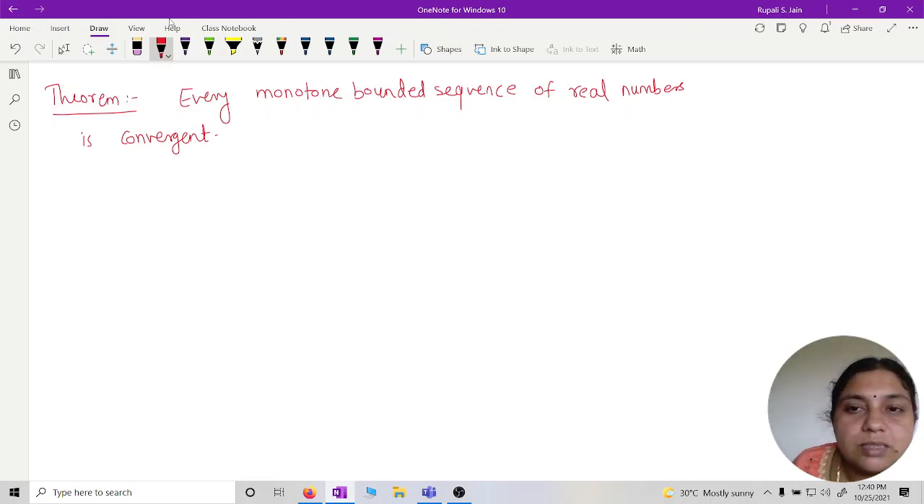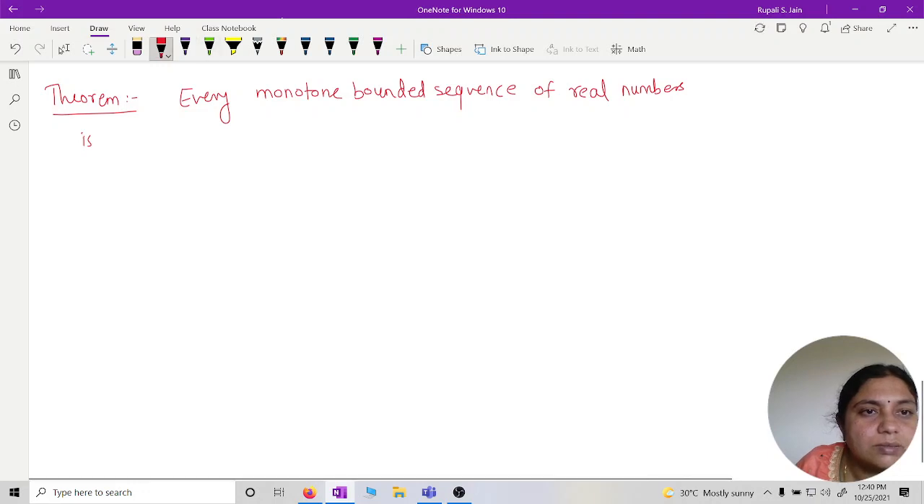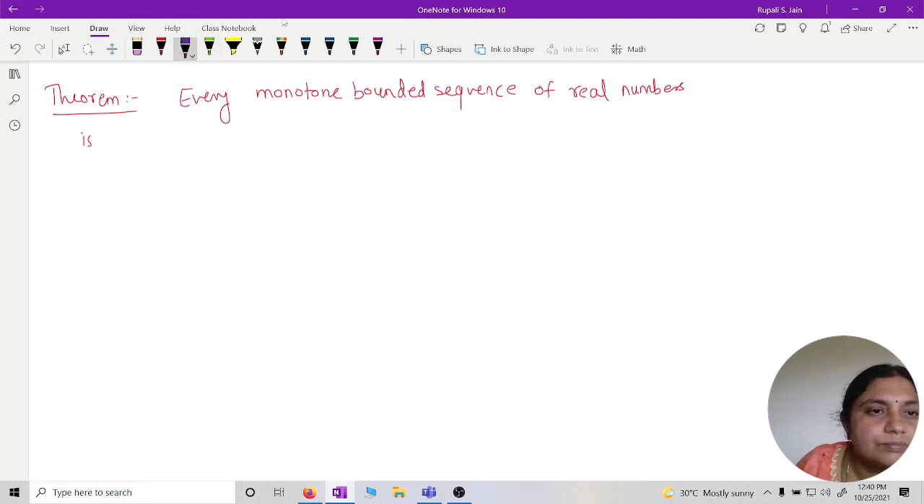Every monotone bounded sequence of real numbers converges, or you can say is convergent. Instead of convergent, I will write converges. Every monotone bounded sequence of real numbers is convergent. So let xn be a monotone and bounded sequence.